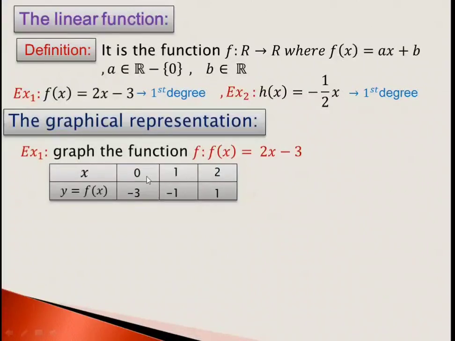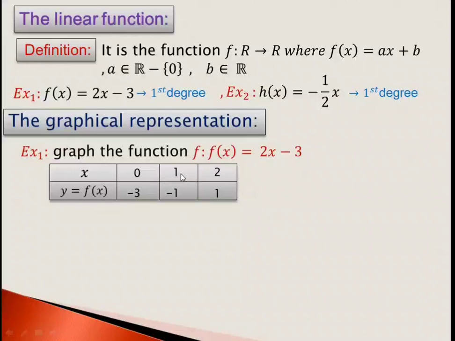And we need to find the image of each element belonging to the domain. As we said before in the previous lesson, we can use the function rule to find the image of any element belonging to the domain. Here, to find the image of the element 0, we need to replace the letter x by the number 0 in the function rule. 2 times 0 equals 0, minus 3 equals negative 3. So the image of 0 is negative 3.